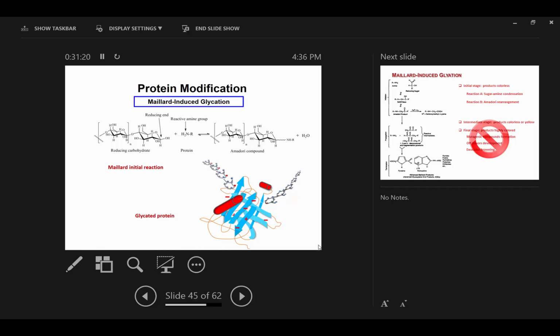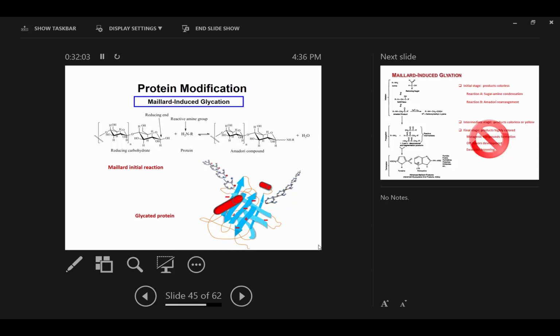Okay, so Maillard-induced glycation. From the name, it's the Maillard reaction, but it's really the initial step of the Maillard reaction, which is the condensation reaction between a reducing carbohydrate, the reducing end, the carbonyl group, and a reactive amine group on a protein. You get a series of reactions, formation of Schiff base, and then rearrangement, and you get the first stable compound, which is the Amadori compound. So this one is a glycated protein. You have the amine group blocked, and then you have a carbohydrate linked to the protein covalently.